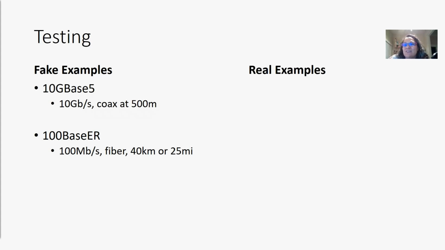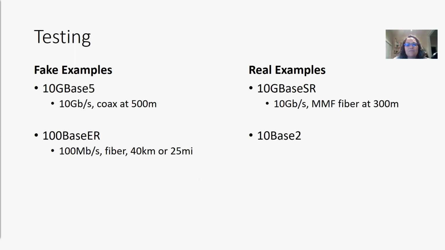Next, let's move to some real examples, because those ones are fun, but they're not real. So the first one is 10 G base SR. Got it? 10 gigabits per second, fiber, and 300 meters. 10 base 2. So 10 megabits per second, the 2 is coax, and 200 meters. Well, 185 exactly, but 200 is close enough.